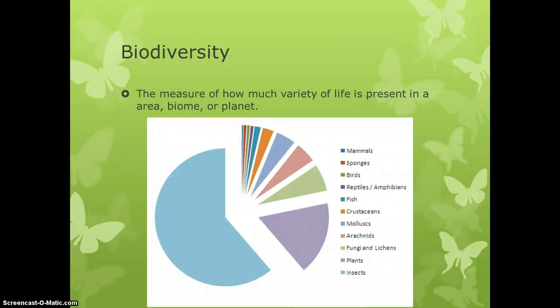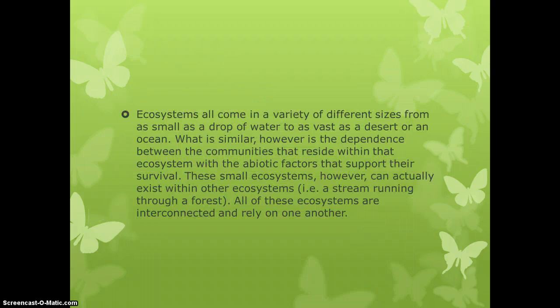Now, how diverse or different an ecosystem is, is called biodiversity, and it measures that variety. As you can see here, humans, as we may feel as if we are a huge part of life on Earth, are actually a very minor part. And as you can see from this chart of the biodiversity of our planet, insects really are the dominant species here.